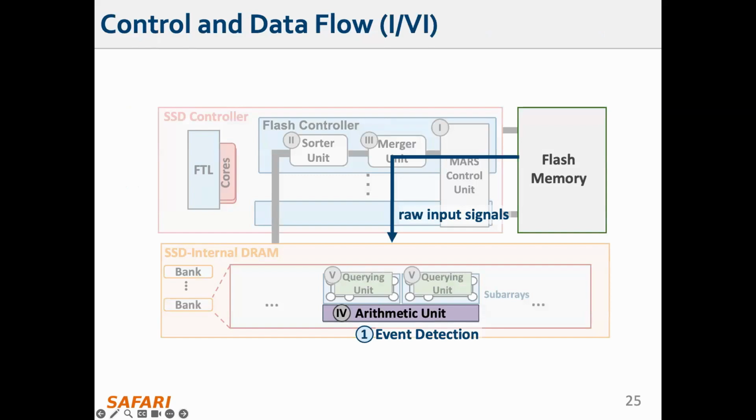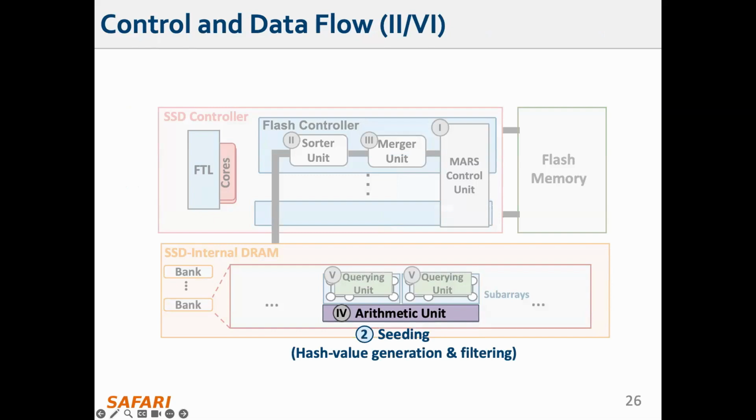Let's also have a quick look at the control and data flow of the application. So we start by loading the raw input signals from the flash memory to the DRAM to do the event detection step inside the arithmetic units. We then continue by triggering the hash value generation and filtering operations that are part of the seeding step, still in the arithmetic units, and continue with the hash table querying, that's still part of the seeding step, inside the querying units in the SSD internal DRAM.